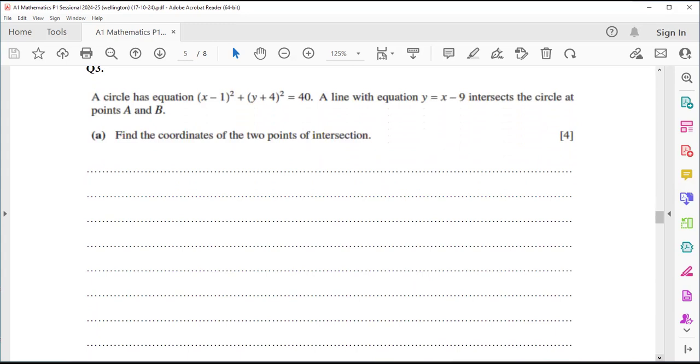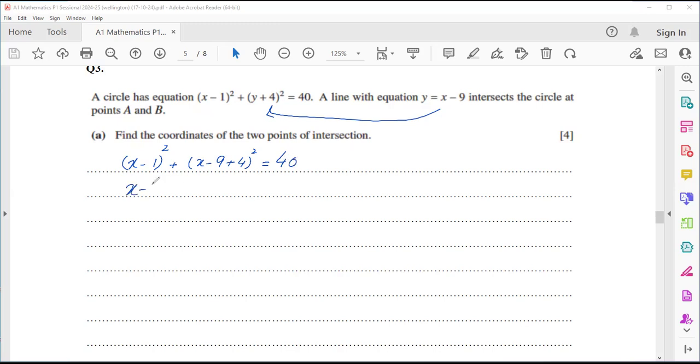Question number 3: a circle has the equation, and this line intersects the circle. So that's again a mixture of the equation of a circle and the discriminant question. First of all, you have to change the whole equation into one variable. So this value of y you have to replace over here. So (x minus 1) whole square as it is, plus y becomes x minus 9, plus 4 over here, square as it is, that is equal to 40.